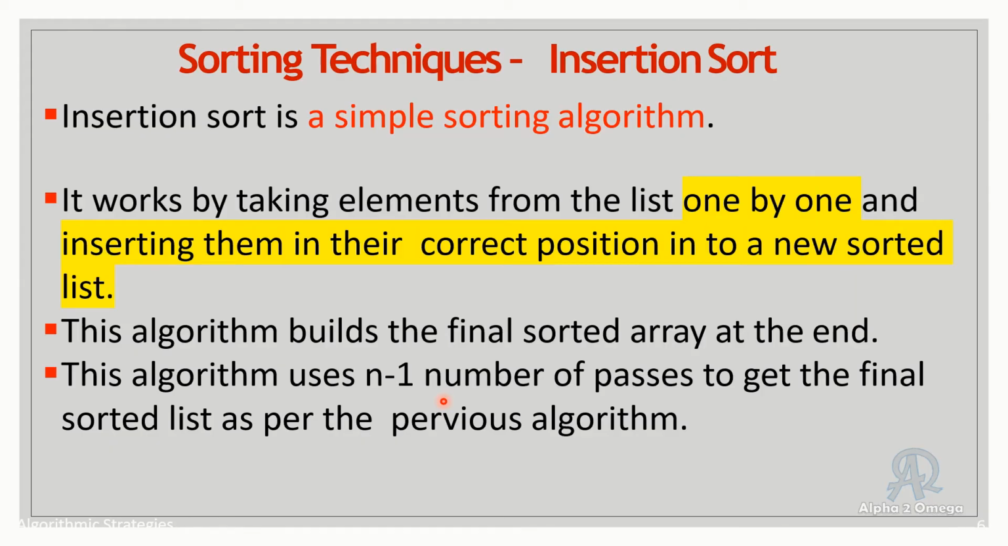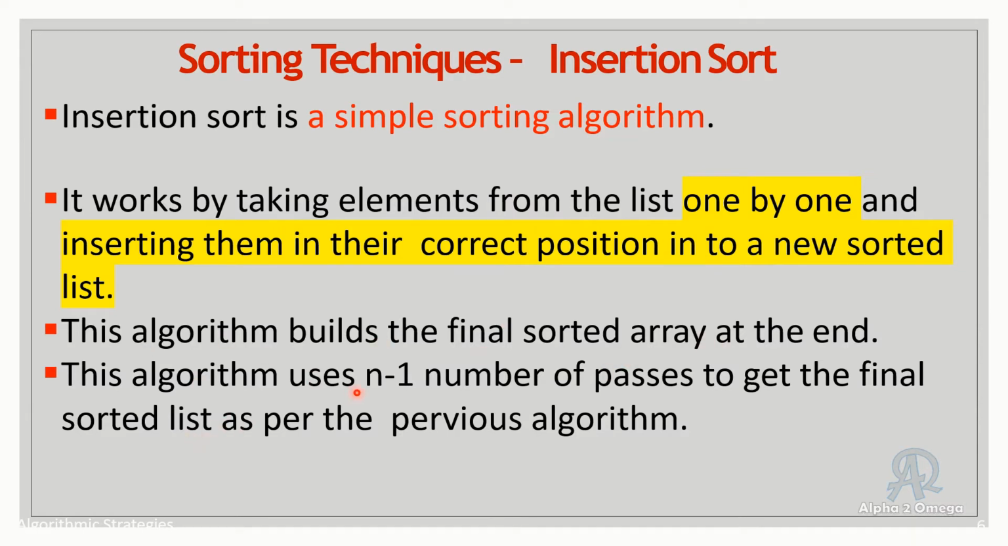Now the next one, you have insertion sort. Okay, so insertion sort is also a simple sorting algorithm. It works by taking elements from the list one by one and inserting them in their correct position into a new sorted list. So it will be choosing one by one and inserting the smallest number in the correct position to form a new sorted list. So this algorithm builds a final sorted array at the end.